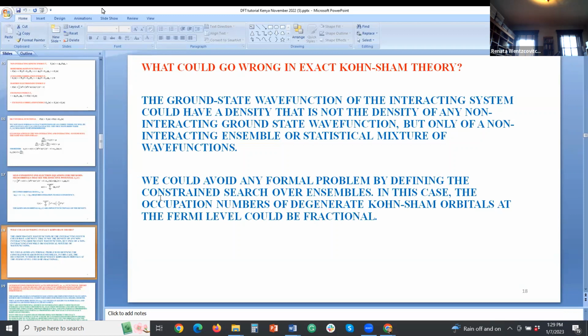So we can avoid any formal problem very simply by redefining the constrained search, so that instead of searching over n-electron wave functions, we search over n-electron ensembles of wave functions. And in this case, the occupation numbers could come out fractional. If there are degenerate Kohn-Sham orbitals at the Fermi level, they could have fractional occupation numbers, and not 0 or 1.